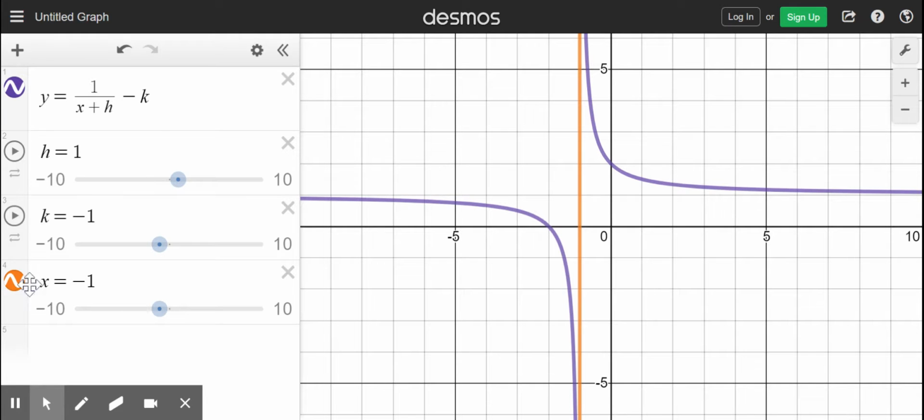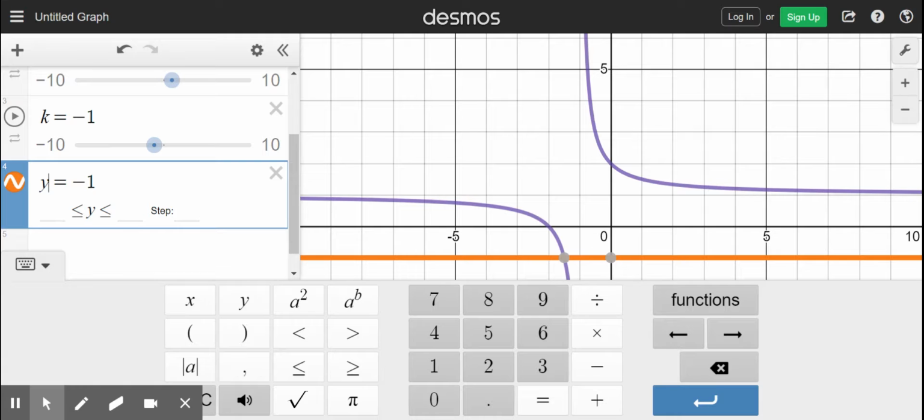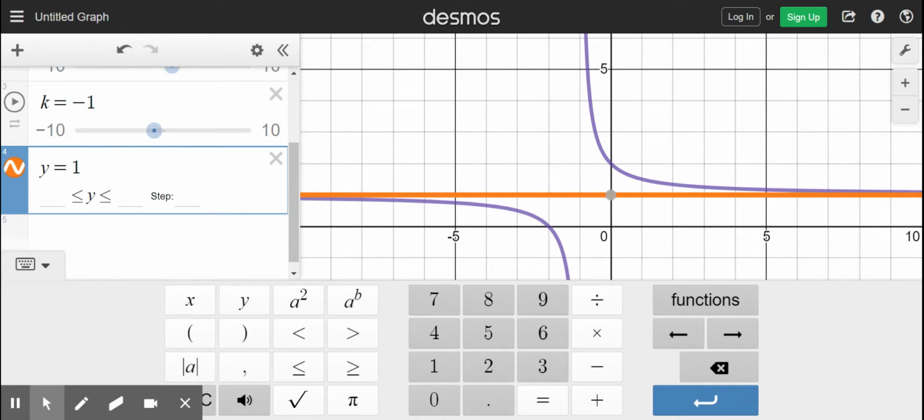Same thing if I were to go in and graph a horizontal asymptote. So let's say y equals -1. I can see that horizontal line. But if I try to put that horizontal line at +1, same thing is happening on that horizontal axis. The purple lines are getting really, really close, but they don't actually touch.